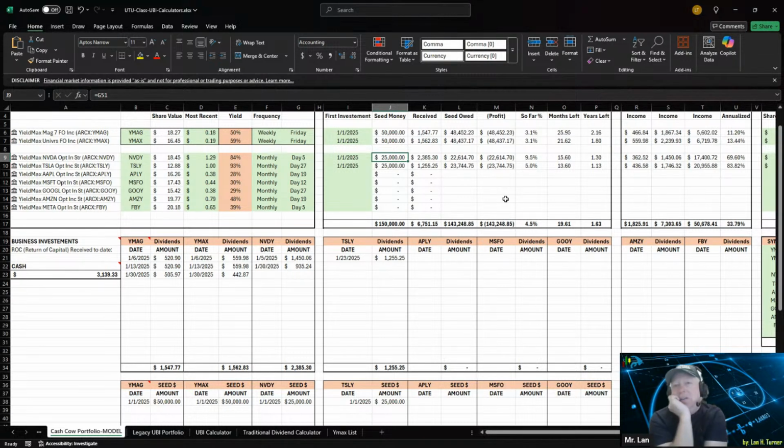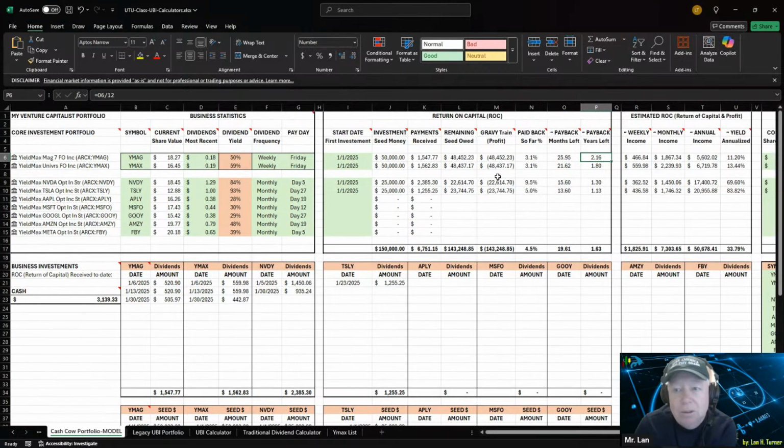Usually they say, what, 7 years to double your money? That's pretty good. It's like smoking all the other investments. That's why I love these. Look, even this one here, YMAGs, $50,000. It's going to only take 2 years to give you all your $50,000 back. And then it's a cash cow. And then you're on the gravy train.